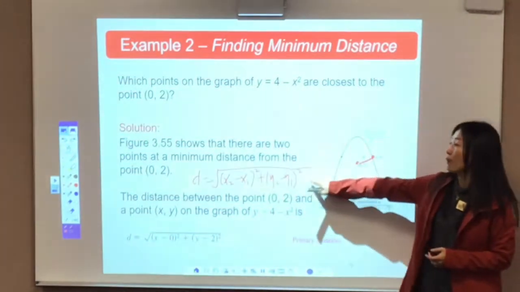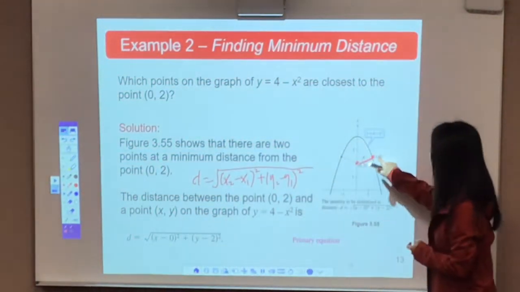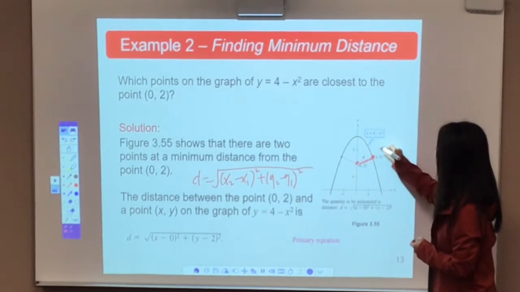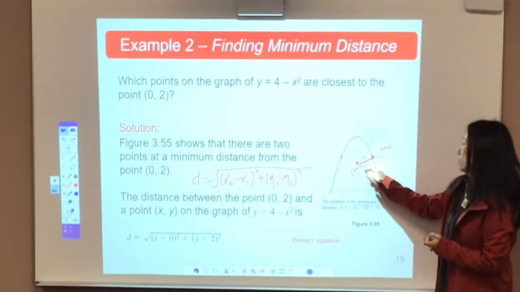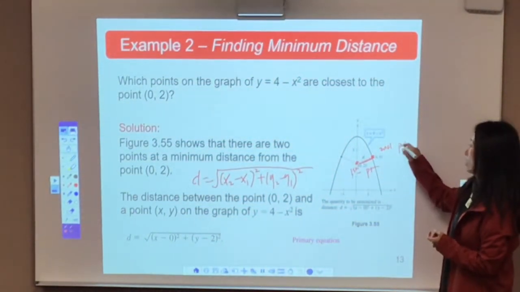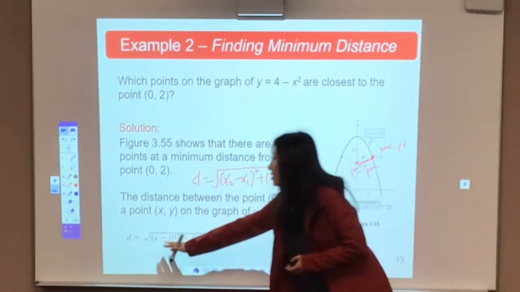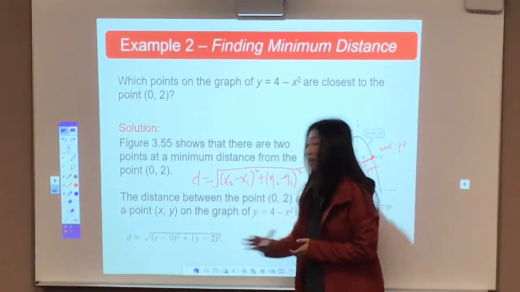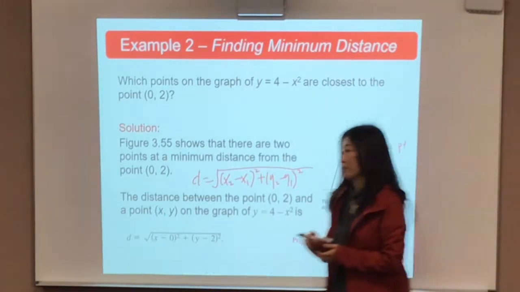So I'm plugging into the regular distance formula. My x2, I'm going to use that to be my x2. Second point, this is my first point. That's what I'm doing. Is everybody following me? All right, is everybody with me right now? So you have (x minus 0) squared plus (y minus 2) squared. So that's what you have.